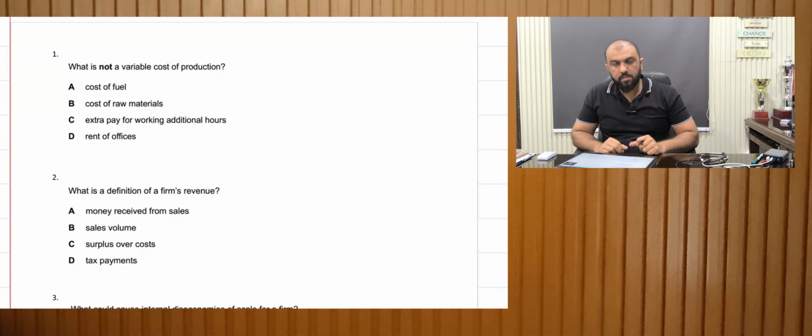Today we'll be solving some MCQs for the chapter cost, one of the most important topics in O-levels.